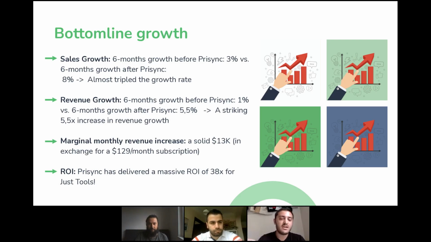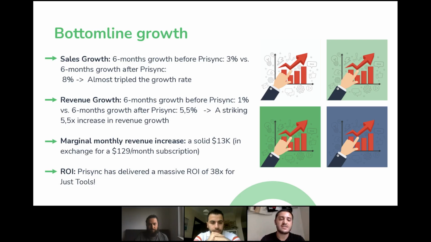And in terms of revenue, we looked into the 6 months growth period before they started using pricing and the 6 months growth period after they started using pricing, and there was a 5.5 times increase in their revenue growth, and it's a really incredible number.